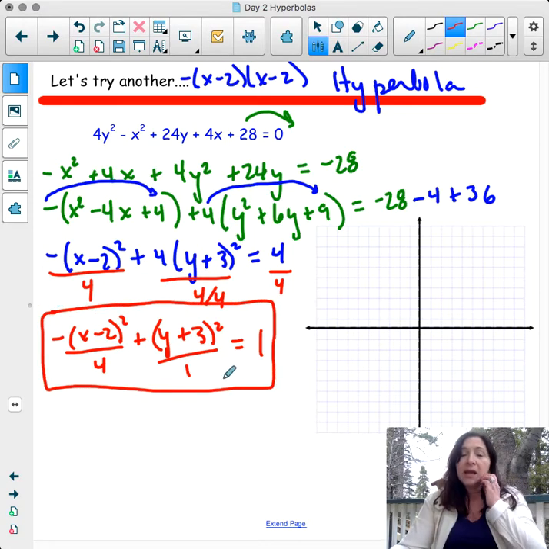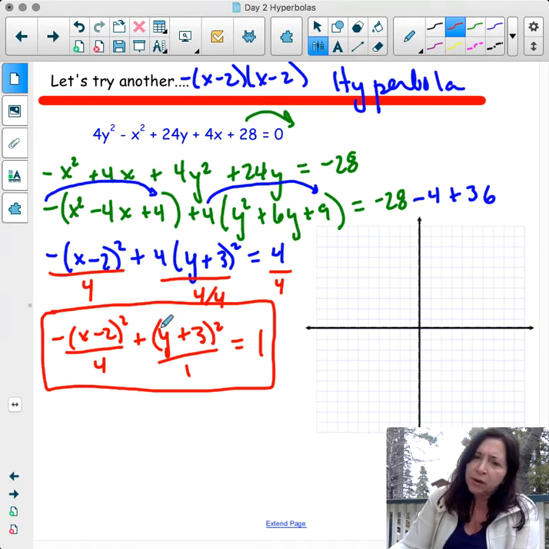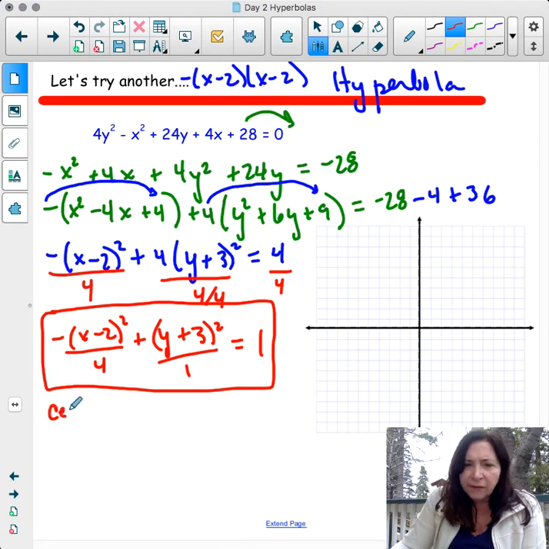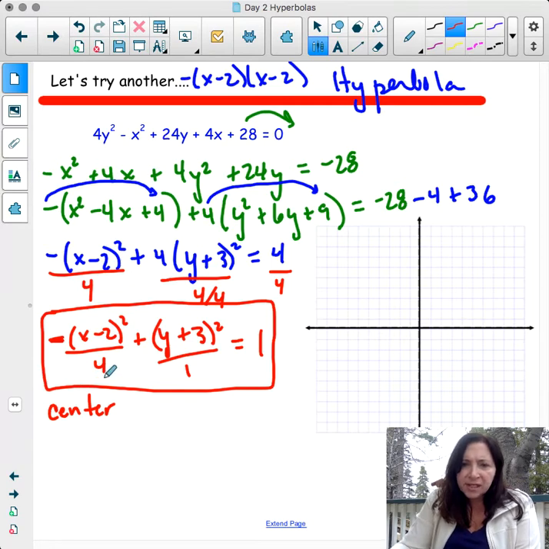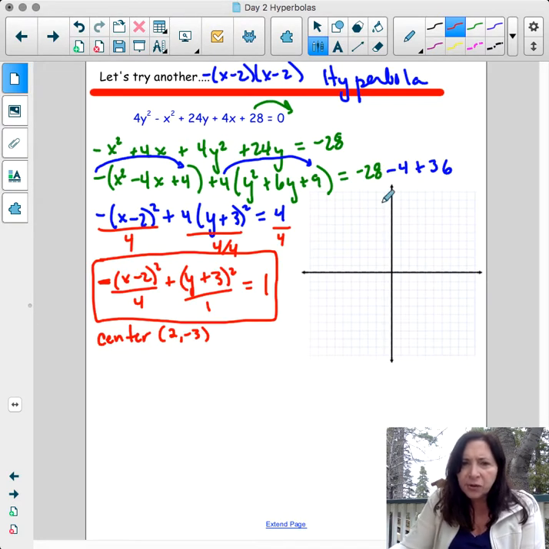Now remember, again, a lot of people will put the y value first. Doesn't matter. The reason why I know this is a hyperbola and not an ellipse is because I do have a negative sign, whereas an ellipse will be positive, positive. So my center is going to be at, remember, opposite, opposite, positive 2, comma, negative 3. And so let's graph that. So positive 2, negative 3. So there's my center.